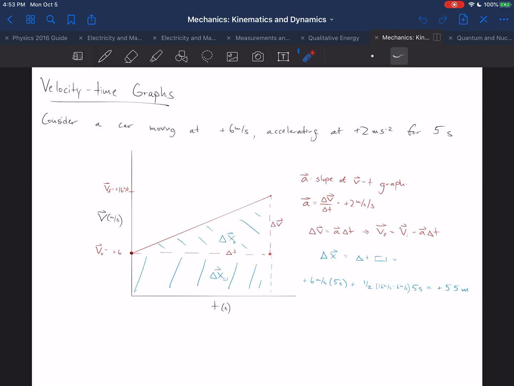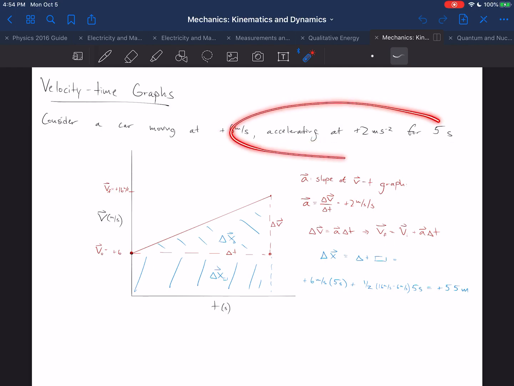Well, if they're gaining 2 meters per second every single second for a total of 5 seconds, then you know that they will have gained positive 10 meters per second over the whole trip. And so plus 6 meters per second plus 10 meters per second over the whole trip gives you positive 16 meters per second. Right? Notice that we can formalize this process, okay?